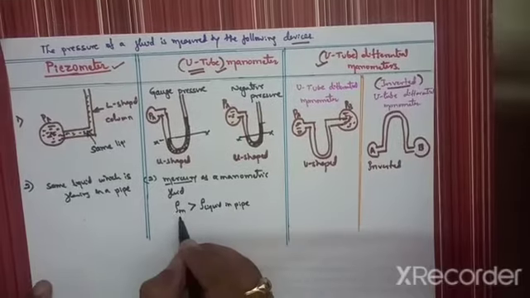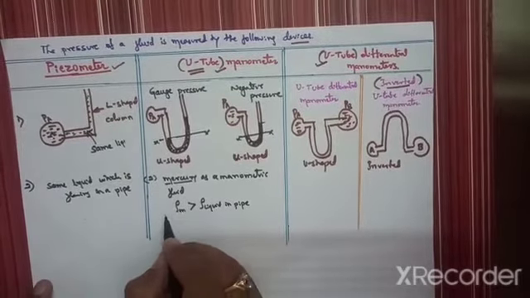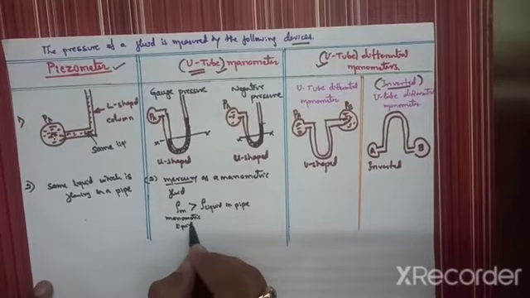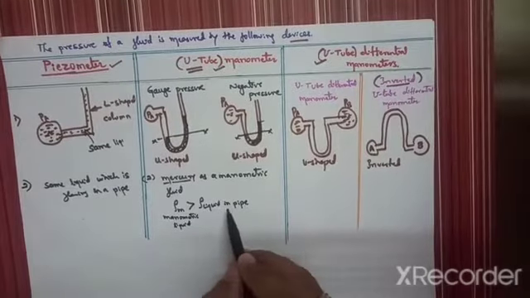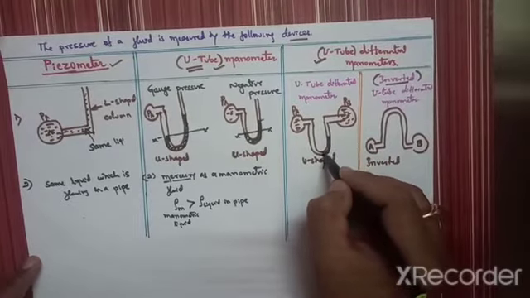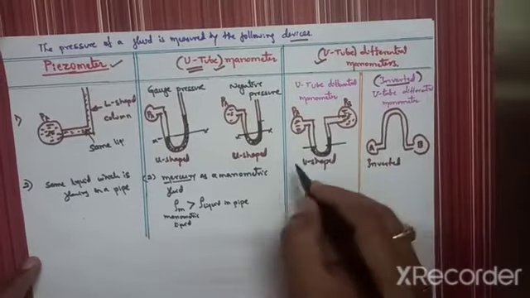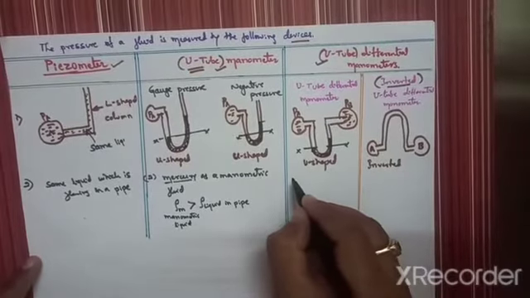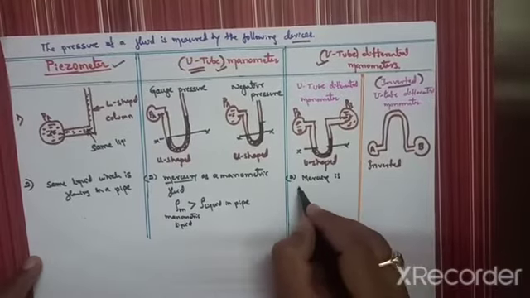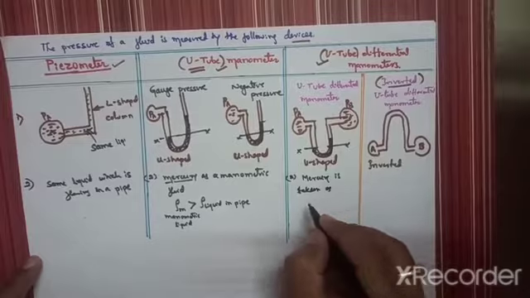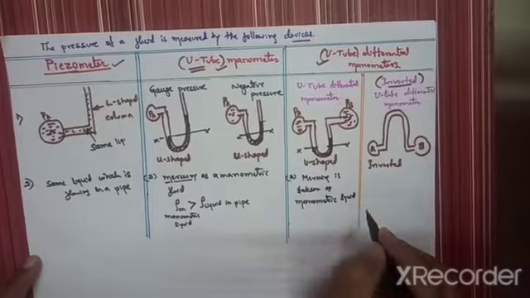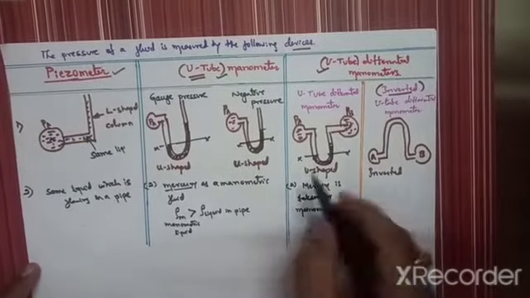Usually the density of the manometric fluid, where M stands for manometric fluid or manometric liquid, should be more than the density of the liquid in the pipe. Here it is also the same: mercury is taken as the manometric fluid. Second point, mercury is taken as the manometric fluid or manometric liquid. By default, in the U-tube manometer also it is the same.